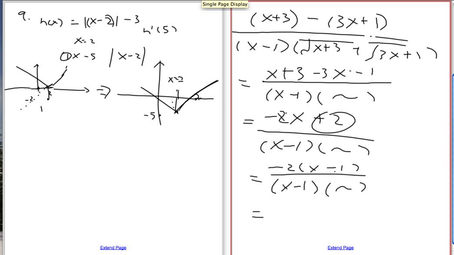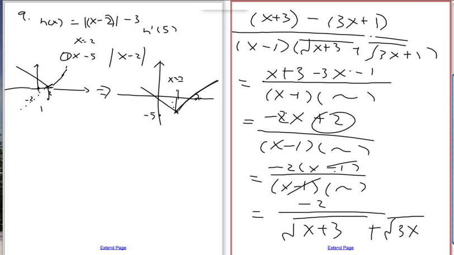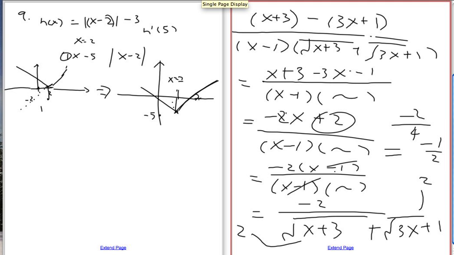Therefore, we cancel it. It's minus 2 over the square root of x plus 3 plus the square root of 3x plus 1. And the question is asking for when x equals 1. The square root of 1 plus 3 is 2, and 2 plus 2 equals 4. So minus 2 over 4 equals minus 1 over 2. It's minus 0.5, which is the answer D.